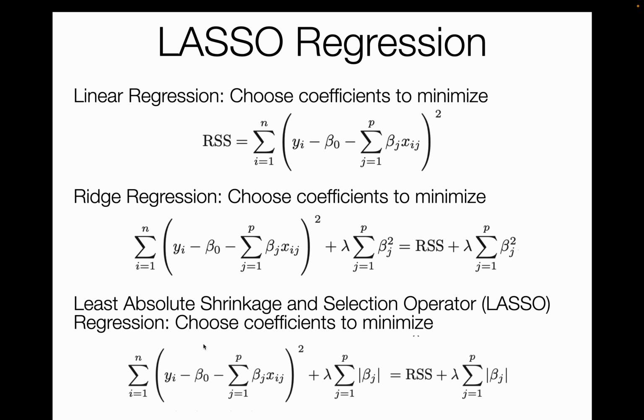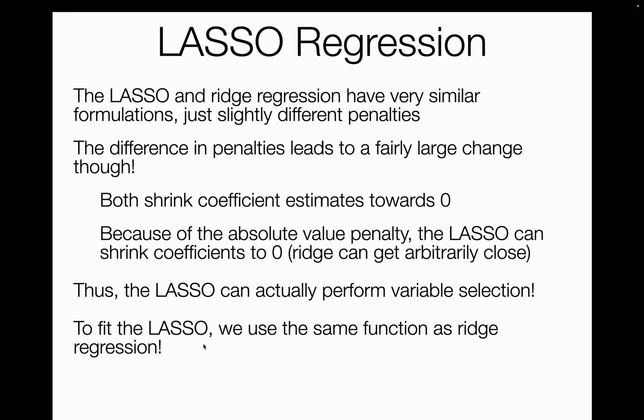So now, let's look at the other ones. The second one is lasso. I show you here regular linear regression, ridge, and then lasso. Notice that the only difference is that instead of squaring, I now take the absolute value. That changes some things. They are very similar formulations, but there are differences in the penalties.